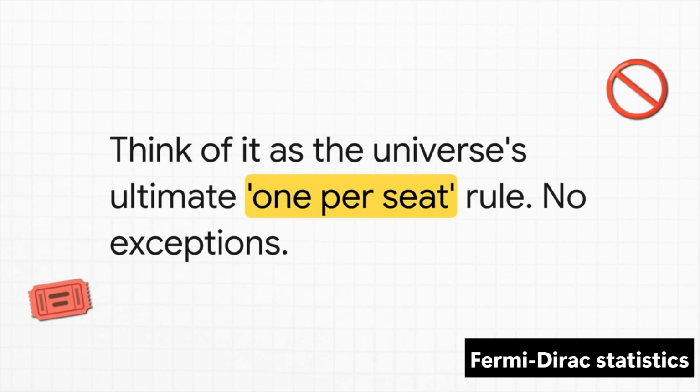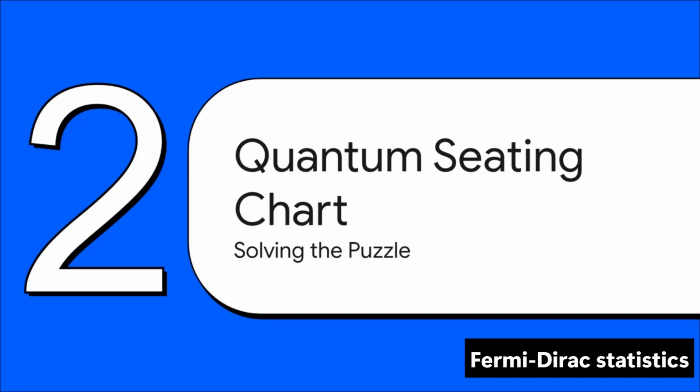Imagine the universe is just this giant auditorium with a practically infinite number of seats, and each seat is a unique quantum state. For fermions, the rule is brutally strict: one particle per seat. That's it. No exceptions. They can't share, they can't sit on each other's laps. They are fundamentally deeply antisocial. So let's connect the dots. How does this simple one per seat rule actually explain the weird behavior of metals we were talking about?